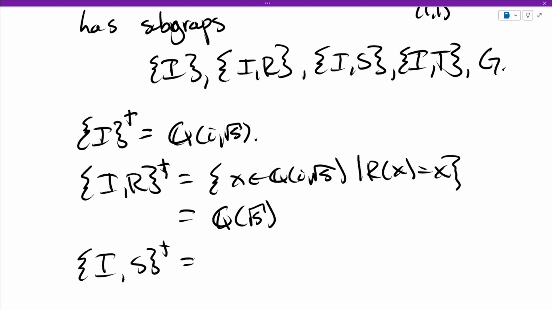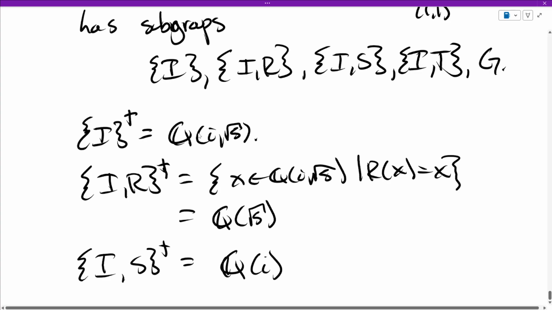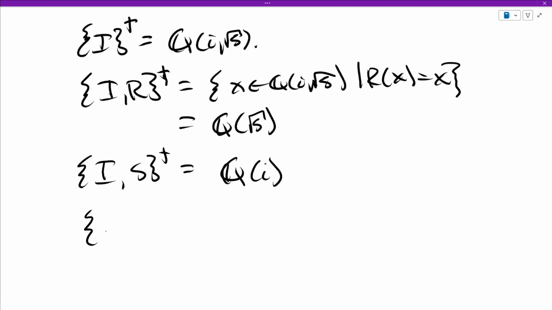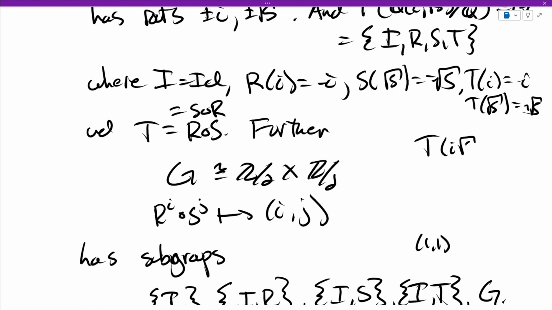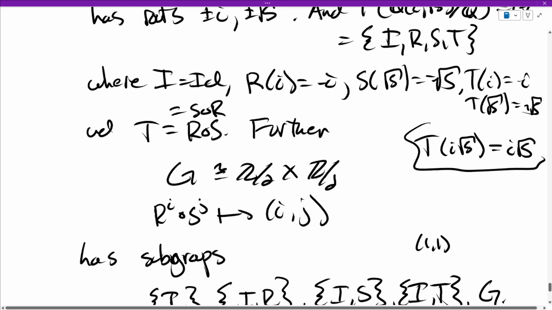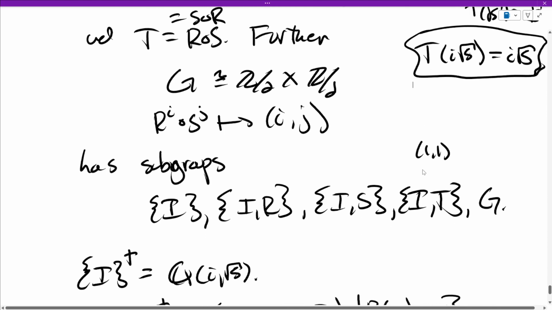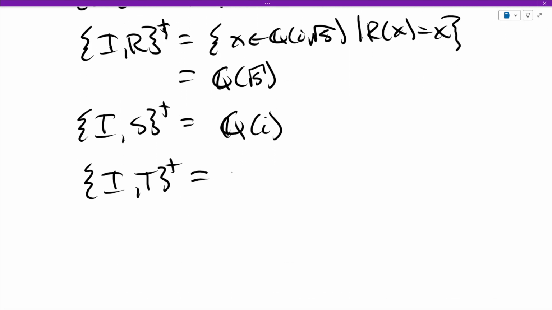And what about the fixed field of S? Well, similarly, S is the negate root 5 guy. So what does it fix? It fixes Q adjoin i. What about T? Well, T appears to not fix anything, right? Because it's negate i and negate root 5. But if we multiply i and root 5, then T negates both of them. It introduces 2 negative signs. The two negative signs cancel each other. So this actually fixes Q adjoin i times root 5.